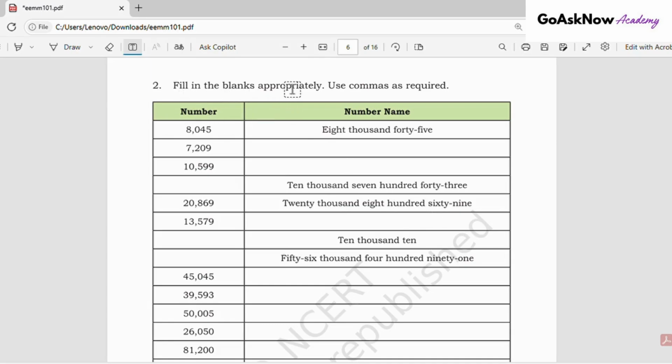Here, fill in the blanks appropriately. Use commas as required. Here, the first number is given. The number name should be given here. This is 80,045, which is correctly written. Here we have to write 70,209.